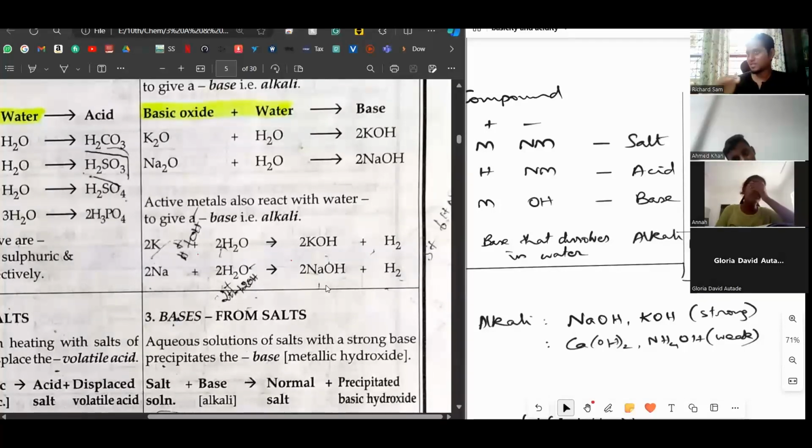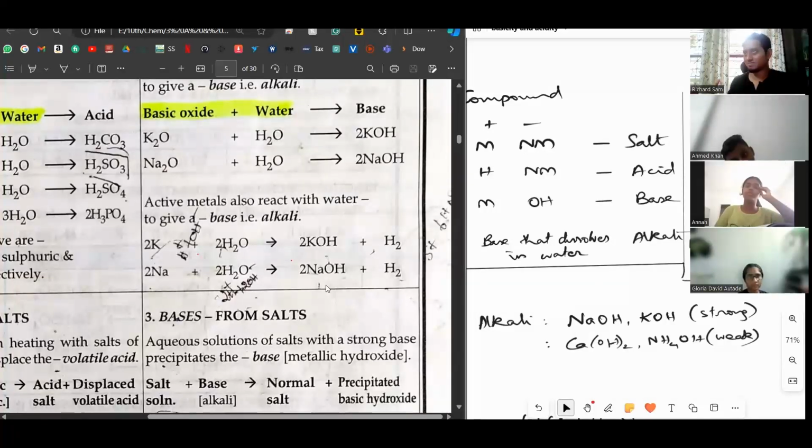Then you have hydrogen, which comes in between, and below hydrogen, you have the least reactive metals. What are they? Gold, silver, platinum, mercury, and copper. So below hydrogen, you have copper, then mercury, then silver, then gold, and then platinum at the last. So platinum is the least reactive, in fact, it is a non-reactive metal.